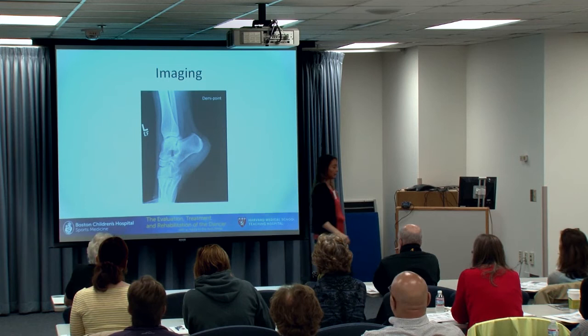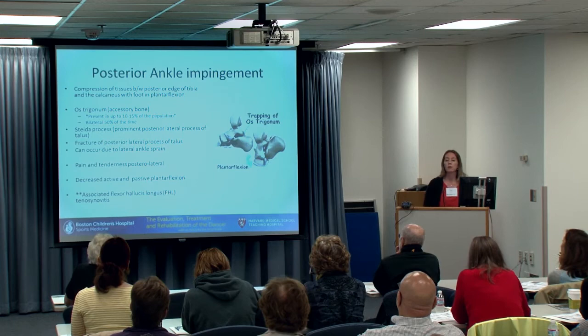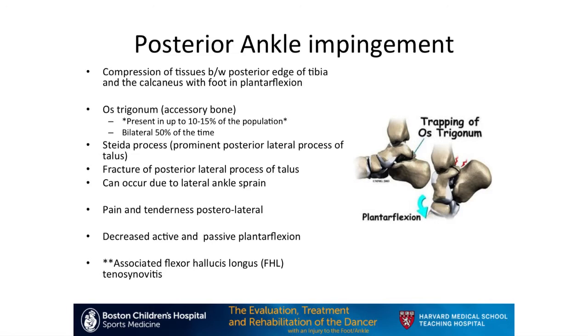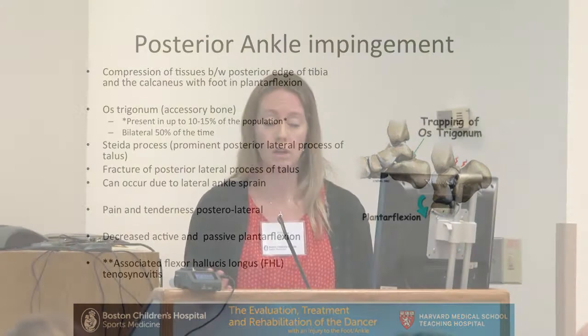So you get discomfort with an os trigonum, perhaps for a variety of reasons, but it's thought, as Dr. McKeely said, that there's this nutcracker effect where you're getting this compression of tissue deep in the back of the ankle behind that tibial lip and the calcaneus. So the os trigonum is thought to be an accessory bone, but perhaps there's some developmental variant based on being a classical ballet dancer.